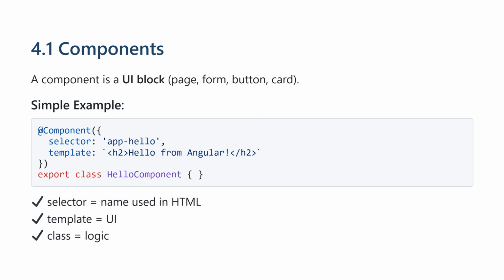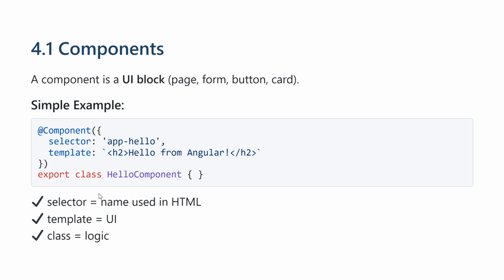Every component has a selector. Simply put, in HTML you have h1, h2, h3. Those are built-in HTML elements. Using Angular or React, you are going to create your own elements. So by using a component, you can create your own element.